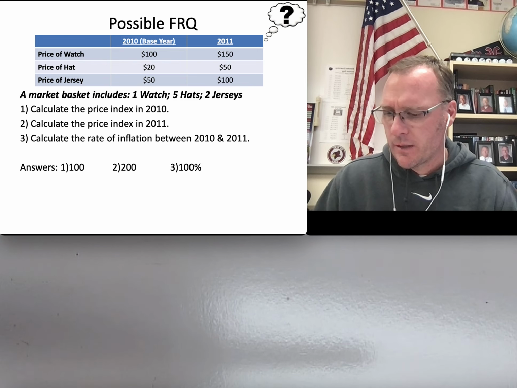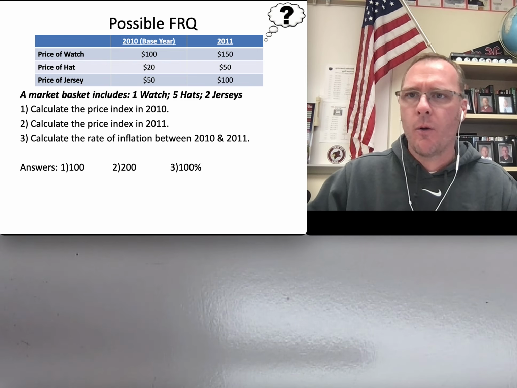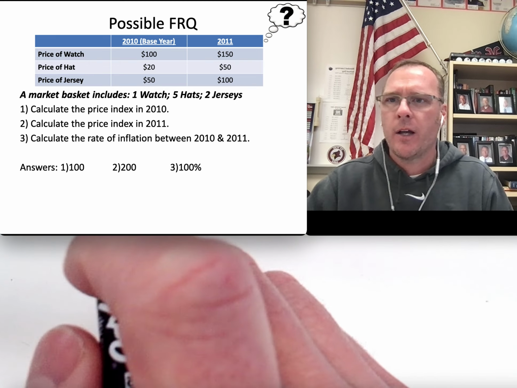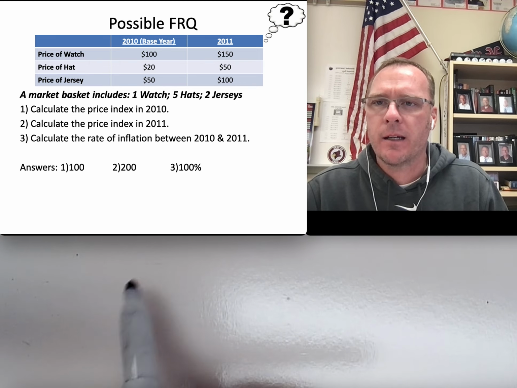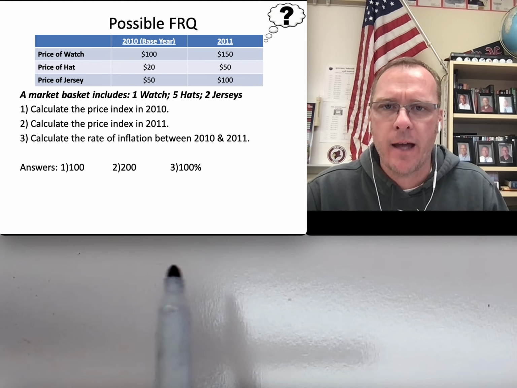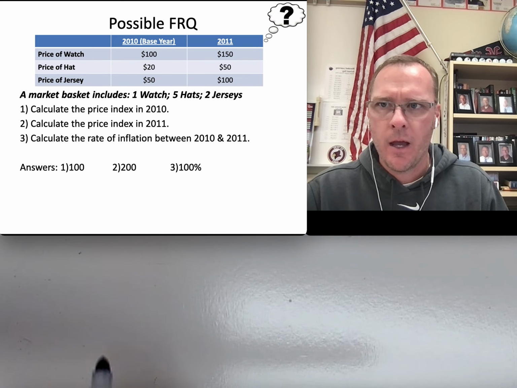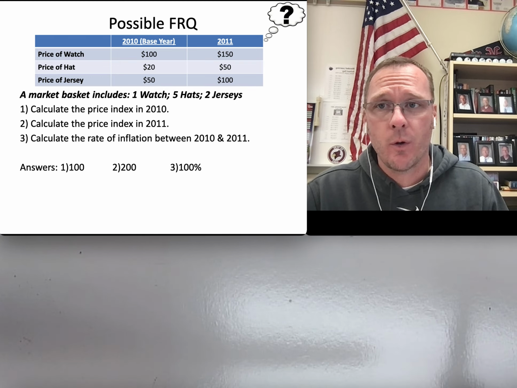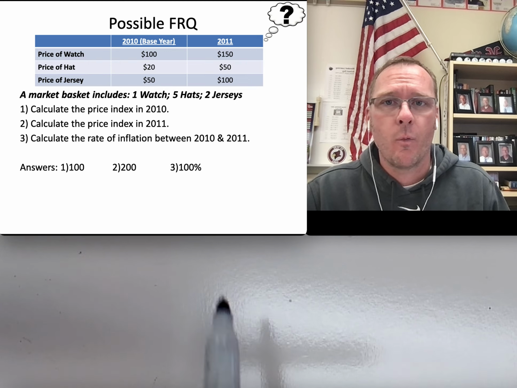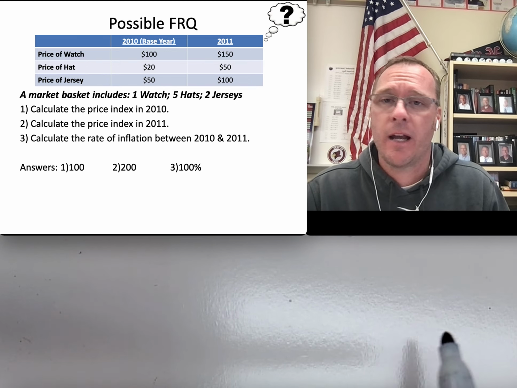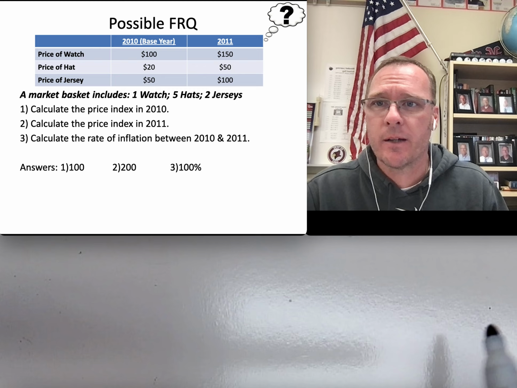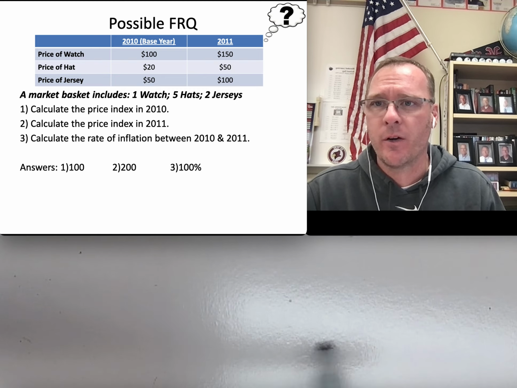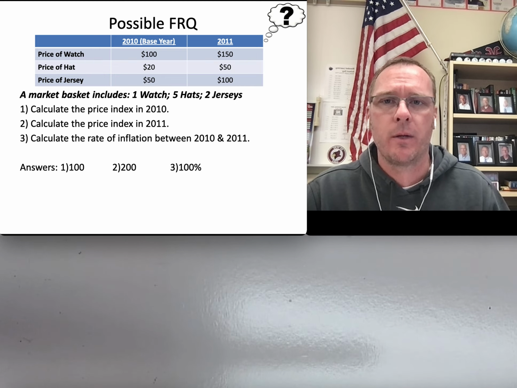Here's an example of a possible free response question. How do you go about doing this one? Well, remember, you've got to go up there and say, my market basket is 1 watch, 5 hats, and 2 jerseys, right? So calculate the price index in 2010. Now, I told you already, for a base year, whatever that adds up to, it's going to end up being 100, right? Because whatever it adds up to, I'm going to take that number and divide it by that number anyway. So my first answer, I don't even really have to calculate. It's just going to be 100.